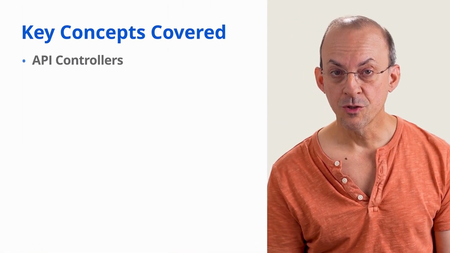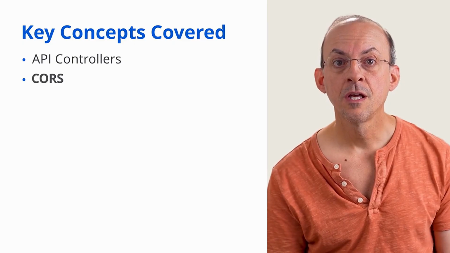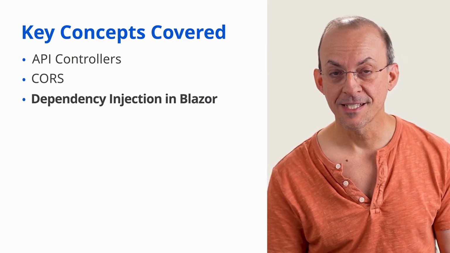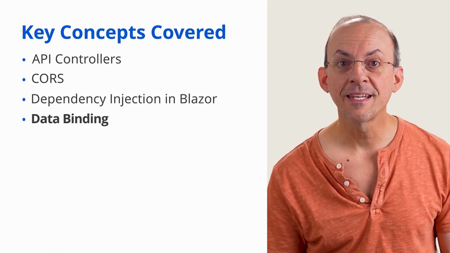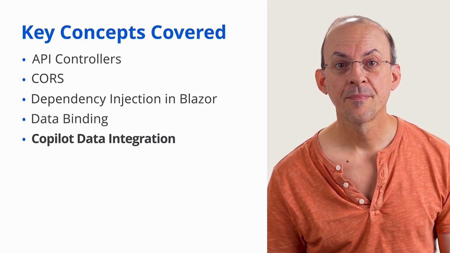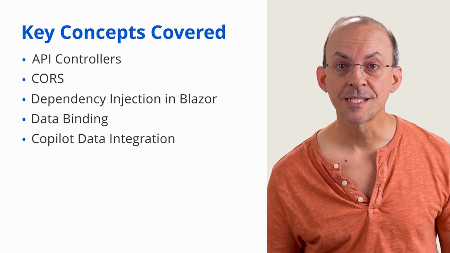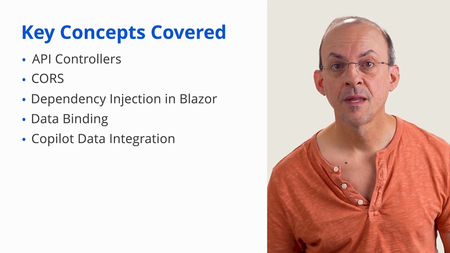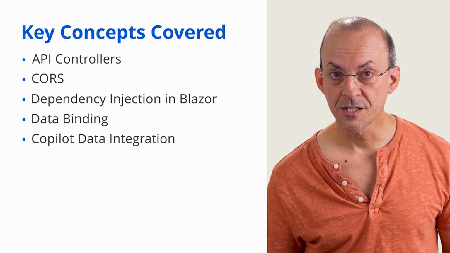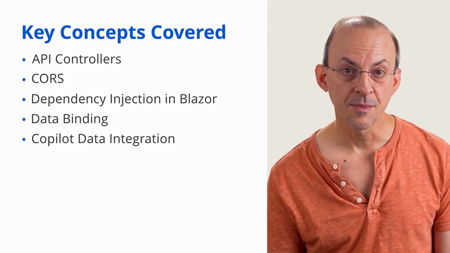In this activity, you'll connect your Blazor front end to your web API. You'll create API controllers, configure communication between projects using CORS, use dependency injection to access services, fetch and bind data to components, and get help from Microsoft Copilot along the way. These 5 concepts will help you pull your front end and back end together into a single connected system. With these tools in place, your project starts to behave like a real application. Let's walk through the key concepts.